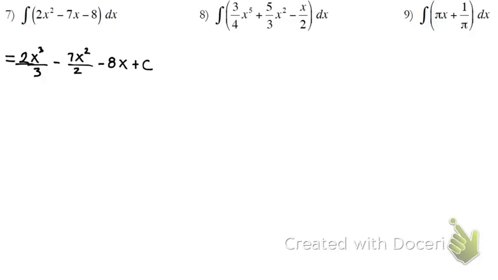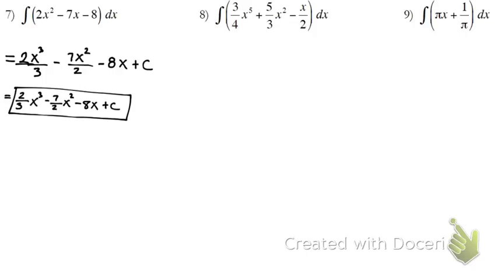Now, it just so happens that none of this really simplifies. You might see it written like that. You might see it written as 2/3 x cubed minus 7/2 x squared minus 8x plus c. So I'll write it like that because I think that's typically more often how you would see it.